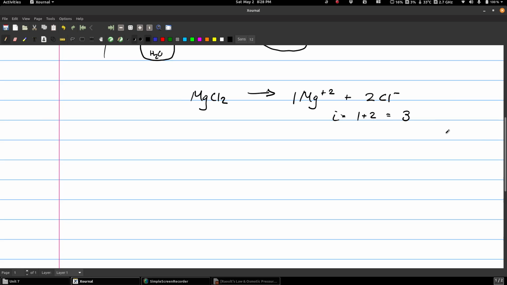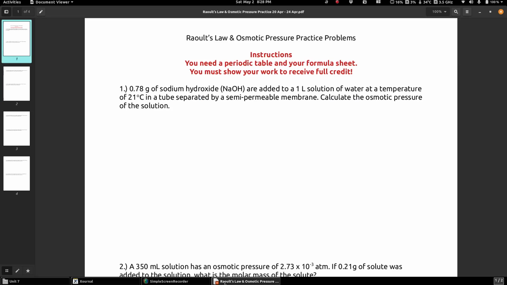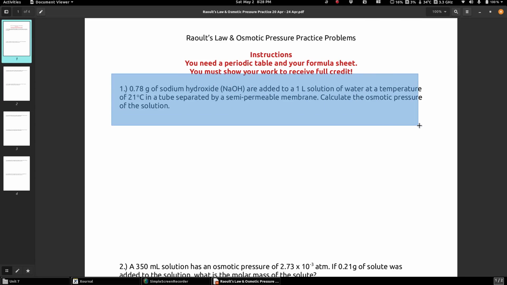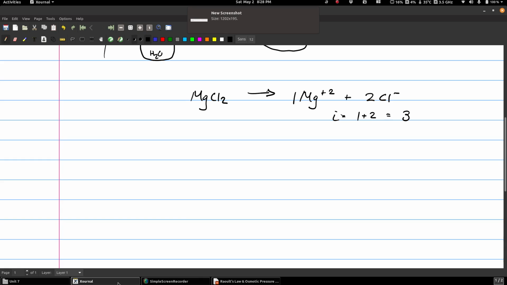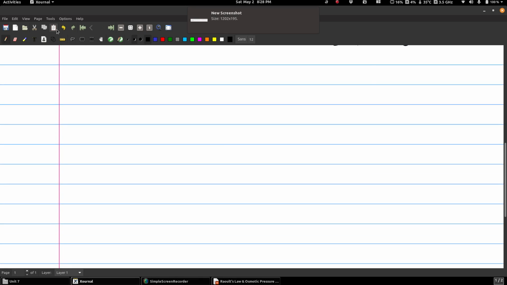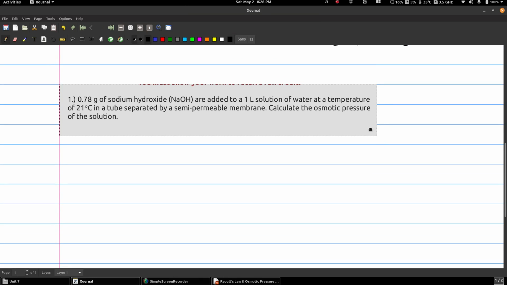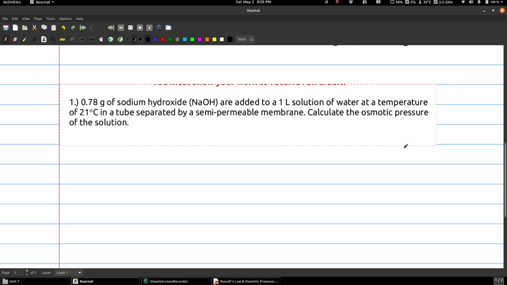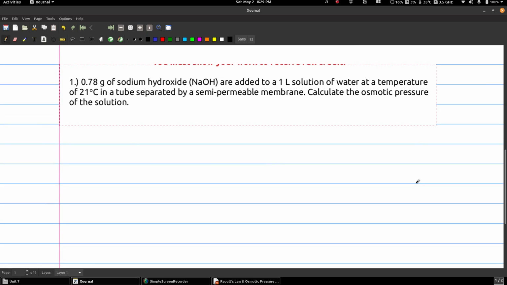So anyways, on to some problems. I'm going to pull one off of the homework. This one was one of the most common ones, so I'm going to show you how I would work through it. This problem says if 0.78 grams of sodium hydroxide are added to 1 liter of water at a temperature of 21 Celsius in a tube separated by a semi-permeable membrane, calculate the osmotic pressure of the solution.